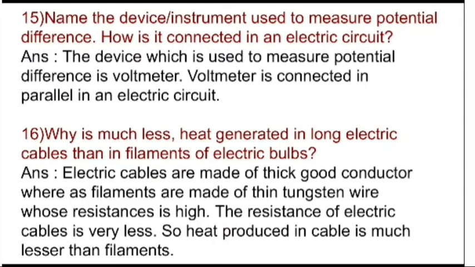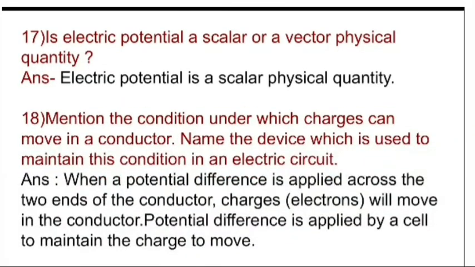Why is much less heat generated in long electric cables than in the filaments of electric bulbs? Electric cables are made up of thick good conductor, whereas filaments are made up of thin tungsten wire whose resistance is high. The resistance of electric cables is very less, so heat produced in cable is much lesser than filaments. Is electric potential a scalar or vector physical quantity? Electric potential is a scalar physical quantity.